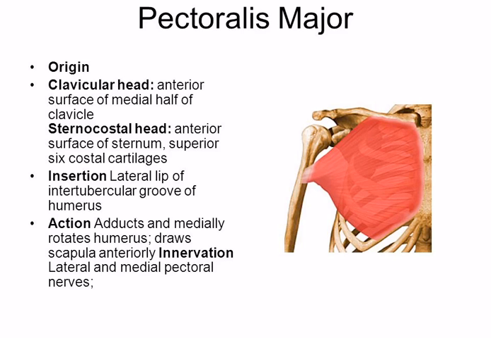Pectoralis major. Origin: clavicular head, anterior surface of medial half of clavicle; sternocostal head, anterior surface of sternum, superior 6 costal cartilages. Insertion: lateral lip of intertubercular groove of humerus. Action: adducts and medially rotates humerus, draws scapula anteriorly. Innervation: lateral and medial pectoral nerves.